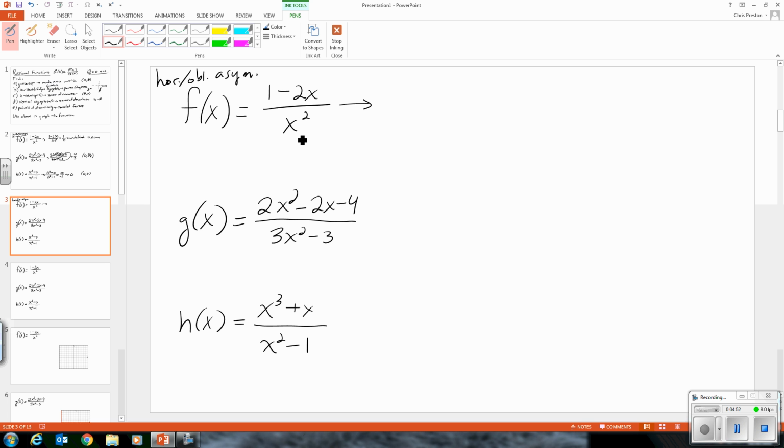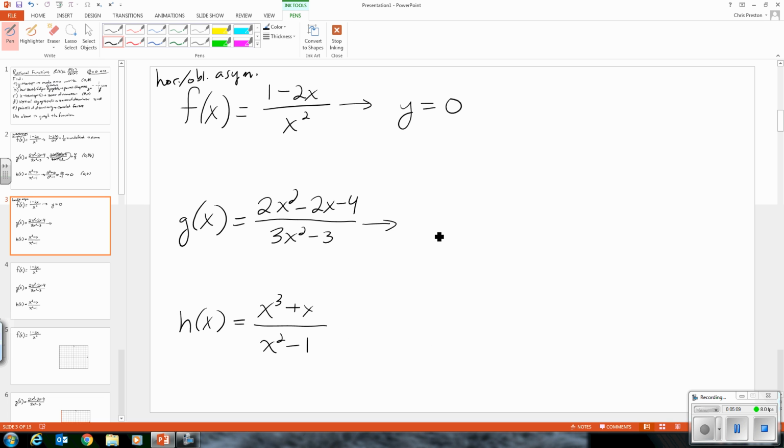If that's ever true, that you have a higher power on bottom than you do on top, then this is always going to be y equals 0. And these are horizontal lines for the first two, and then this third one we're going to have a diagonal line. So it's always going to be y equals a number when it's a horizontal line, or y equals mx plus b when it's a diagonal line.